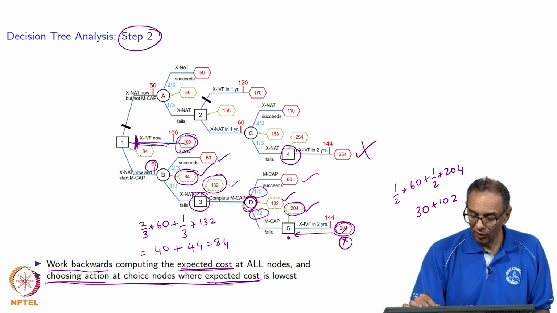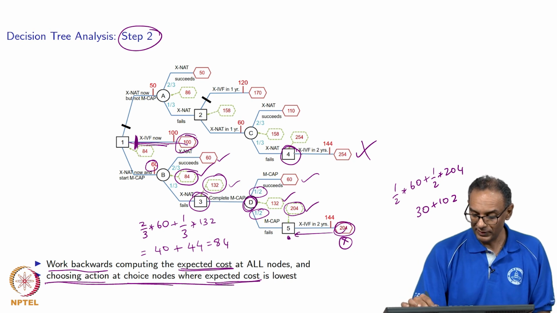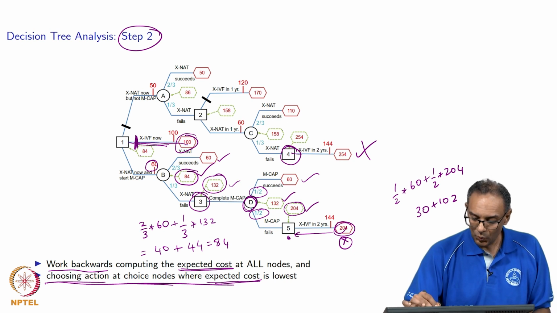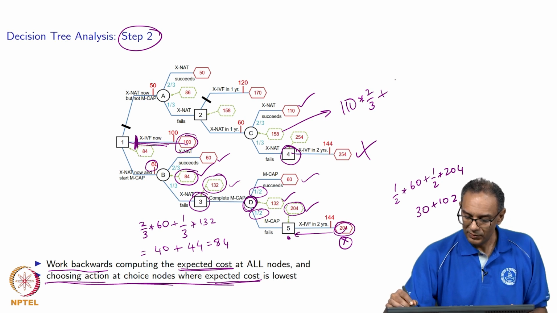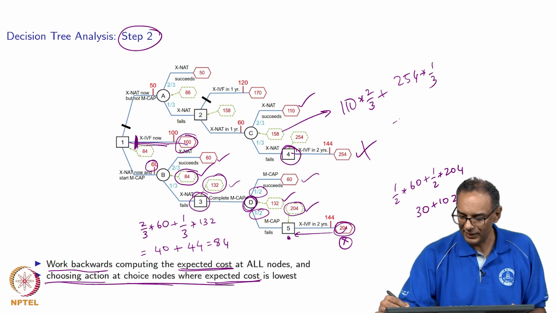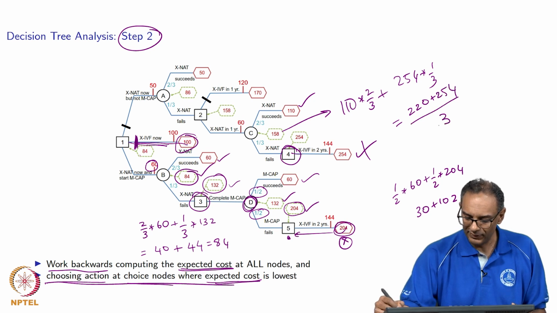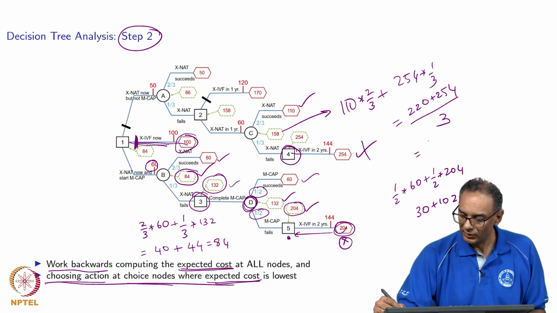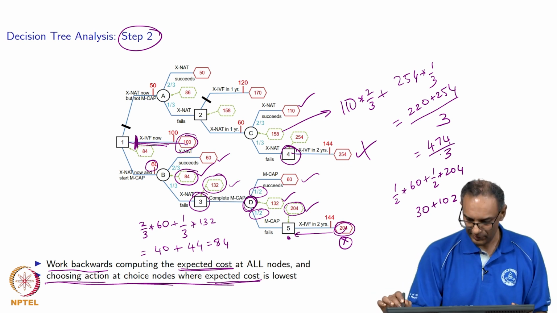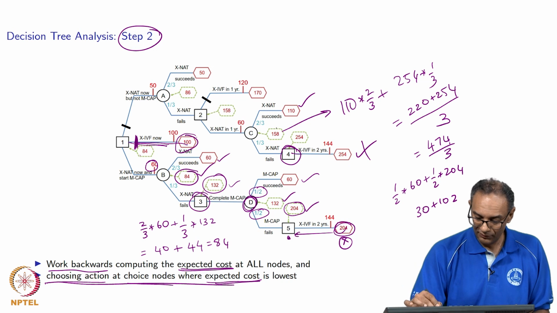Now, if you look at node 4, the cost there is 254 because there is nothing random there. Now, let us look at this 158. So, that is basically 110 here multiplied by 2/3 plus 254 multiplied by 1/3. So, that is equal to 220 plus 254 divided by 3, which should be 158. It is worth checking it. So, this would be 474 over 3. So, that sounds good to me. Okay. All right. So, 158 is good.